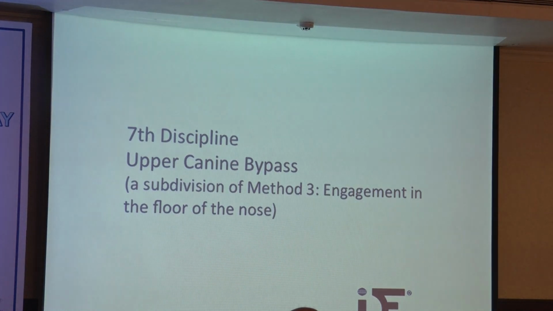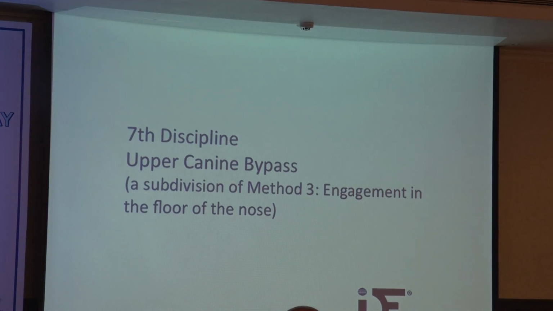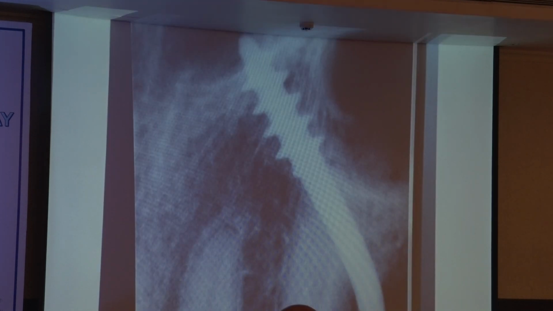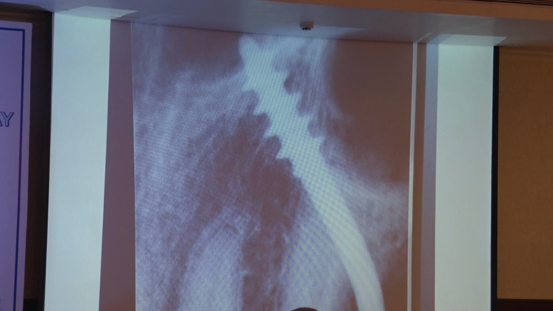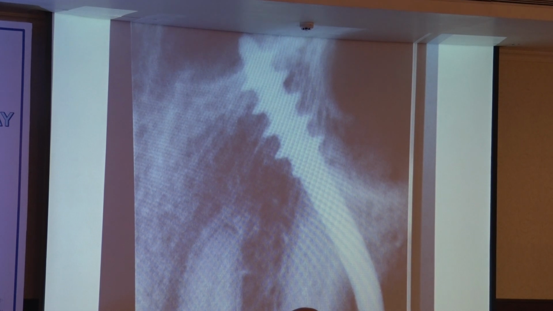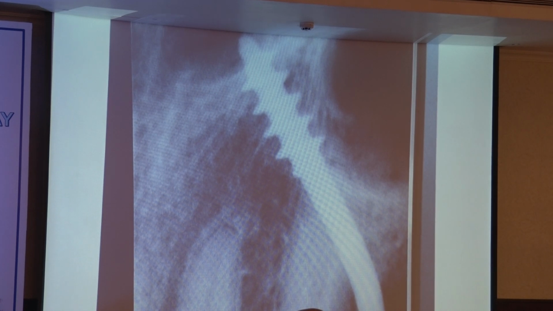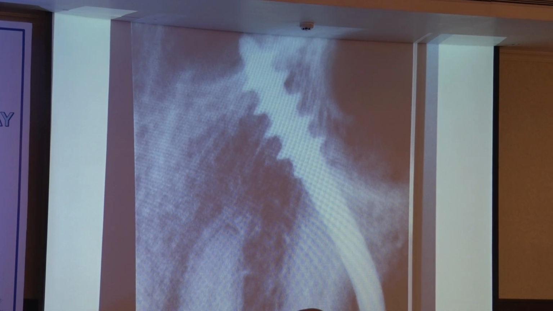Okay, and finally, seventh discipline, upper canine bypass. This is of course also a subdivision of method 3, engagement into the floor of the nose. This implant bypasses the canine on the palatal side and anchors up there in the floor of the nose. It works only if there is bone on the palatal side of the canine. Not everybody has this. You can palpate this, or palpate with a needle, or do a CT, then you know before.